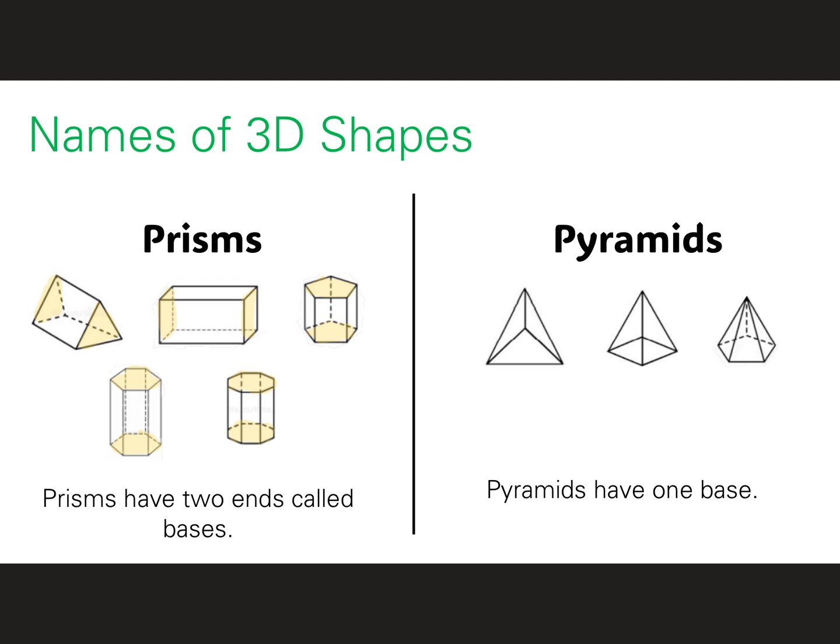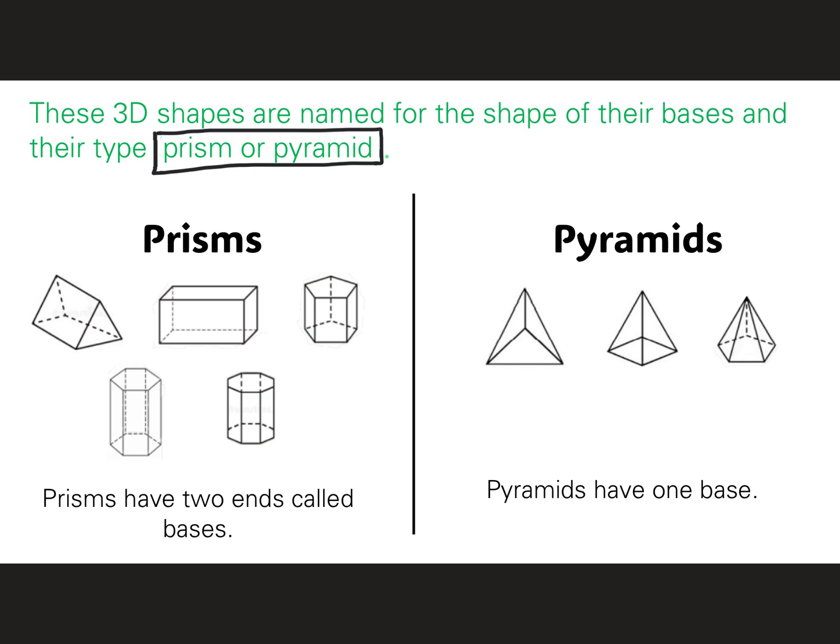So that's prisms. Now look at pyramids. How many bases do each of those have? Well, if you said one, you are correct. So a pyramid has one base, and then it comes up to a vertex, a point on top. Can you see the difference between the pyramids and the prisms? I hope so. So these 3D shapes are named for the shape of their bases and their type, whether it's a prism or a pyramid.